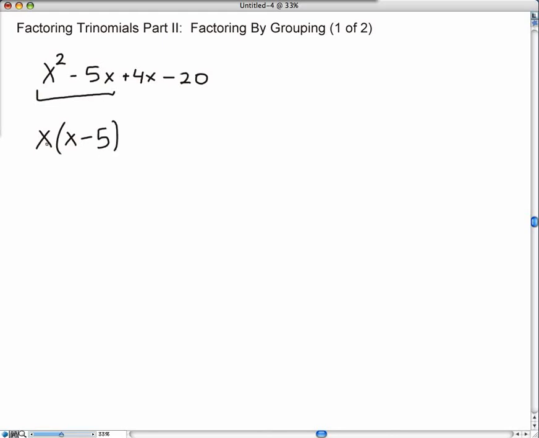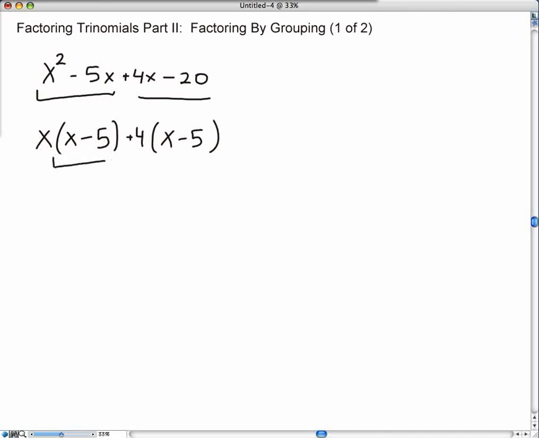And we get x, parentheses, x take away 5. So x times x is x squared, x times negative 5 is negative 5x. And the great thing about factoring by grouping is that whatever binomial you factored, you're going to have it here as well. And what term will go here? Well, if you look at this right here, you'll notice that you probably need a plus 4. 4 times x gives you 4x. 4 times negative 5 is negative 20.